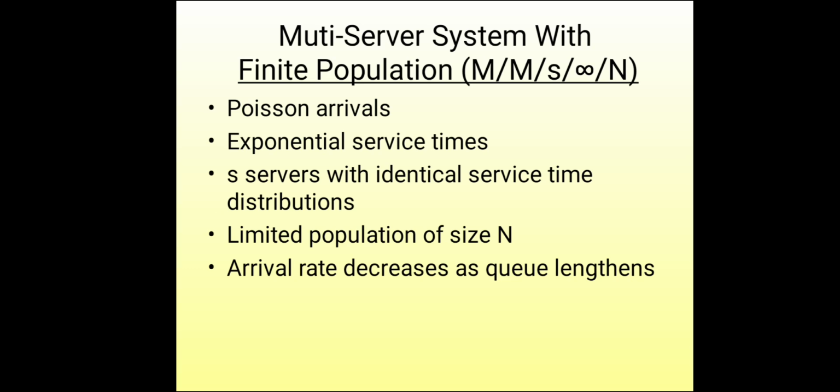Then multi-server systems with finite population. This is also one of the systems, where Poisson arrival is considered and exponential service times are there. Then S servers with identical service time distribution and a limited population of size n, and the arrival rate decreases as the queue length increases.